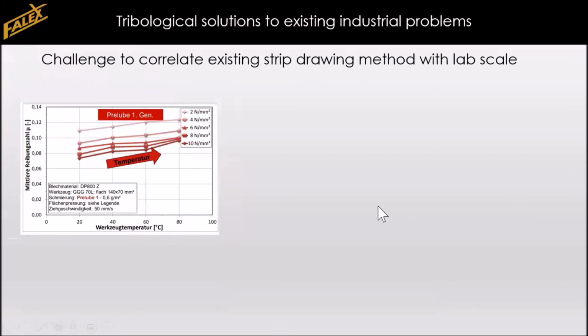The main advantage is that it correlates well with the industrial practice, in the sense that the coefficient of friction is generally seen to increase with working temperature. And we see this on this chart between 20 and 80 degrees Celsius, a significant enough increase of temperature.